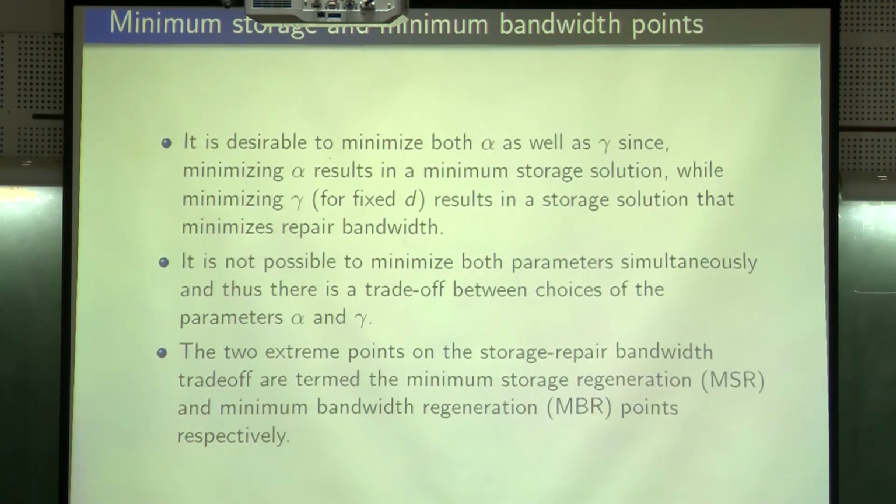You can see that it is not possible to minimize both alpha and gamma simultaneously, and that there is a trade-off between the choices of parameters alpha and gamma. The two extreme points on the storage repair bandwidth trade-off are termed minimum storage regeneration, and the other one is called minimum bandwidth regeneration.